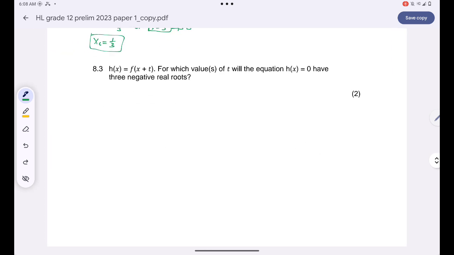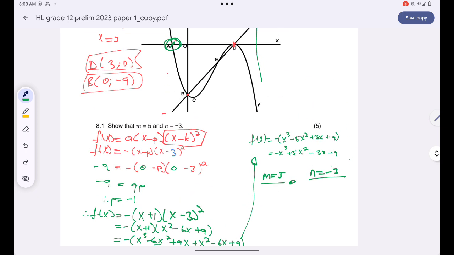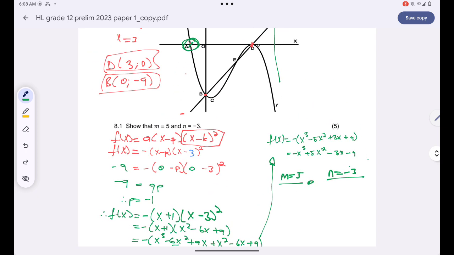Okay, and then now we're told that h of x is equal to f of x plus t. For which values of t will this equation have 3 negative real roots? We are just supposed to shift our graph horizontally. Are you together? We're just supposed to shift our graph horizontally. So if I shift this over here, the distance there is just 3 units, guys. It's just 3 units.